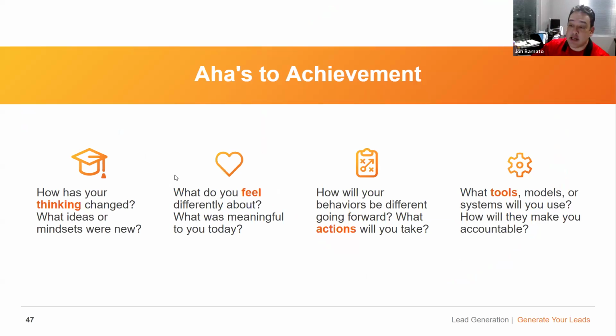How's your thinking changed? What ideas and new mindsets? What do you feel differently about meaningful today? How are your behaviors different going forward? What actions do you take? What tools or model systems do you like? What have you learned that was the biggest aha for you today? Let's take a few examples. We're almost done.